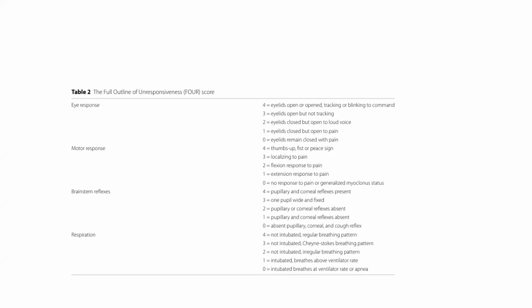Then the brainstem reflexes: 4, pupillary and corneal reflexes present. 3, one pupil wide or fixed. 2, pupillary or corneal reflex absent. 1, pupillary and corneal reflexes absent. 0, absent pupillary, corneal, and cough reflexes. Then respiration: 4, not intubated, regular breathing pattern. 3, not intubated, Cheyne-Stokes breathing pattern. 2, not intubated, irregular breathing pattern. 1, intubated, breathing above ventilator rate. And 0, intubated, breathing at ventilator rate or apnea.